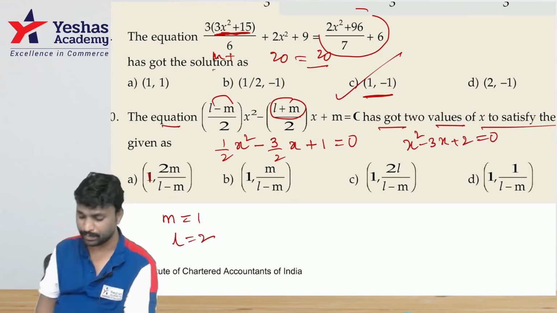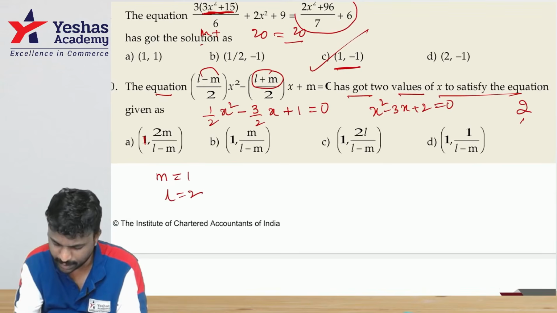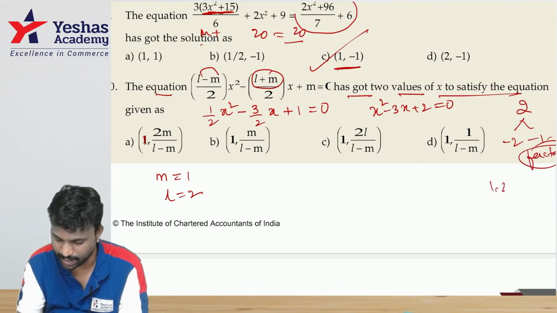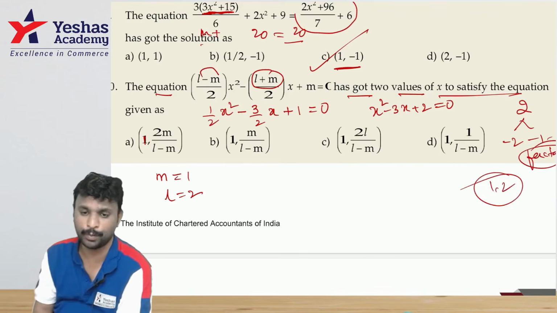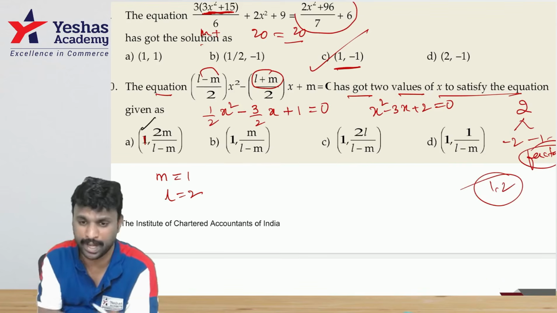You understood? Now, is it factorizable, guys? Yes, minus 2 minus 1, these are the factors. The roots are 1 and 2. Guys, which option gives you 1 and 2 both? You see, one of the root is 1. First option has got 1 as one of the root.